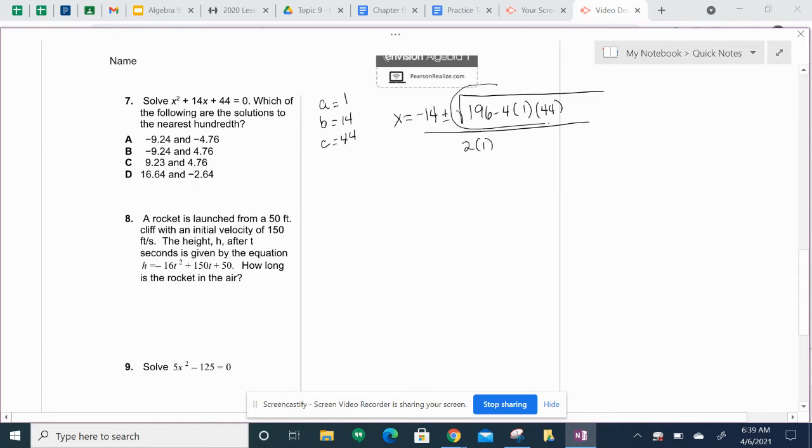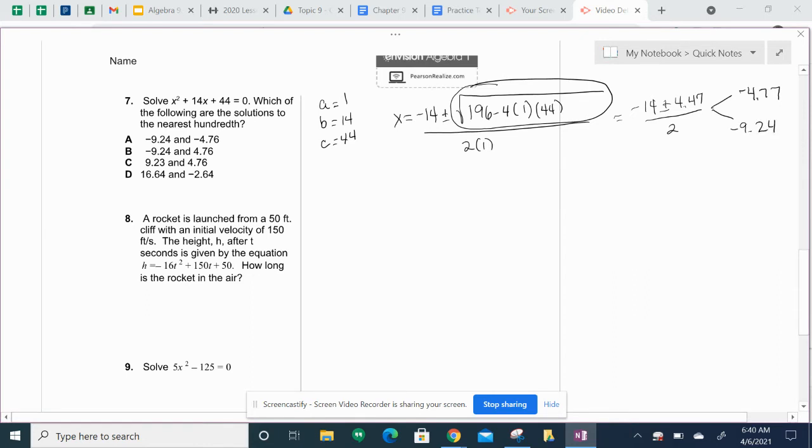So again, using my calculator, just plugging this in as I see it, the square root of 196 minus 4 times 1 times 44 gives me an answer of 4.47. So I have negative 14 plus or minus 4.47 divided by 2 times 1, which is 2. And now separating, negative 14 plus 4.47, don't forget to hit equals, divide by 2 is negative 4.77. And then negative 14 minus 4.47, it equals, then divide by 2, we get negative 9.24.